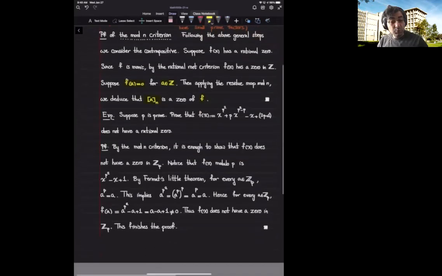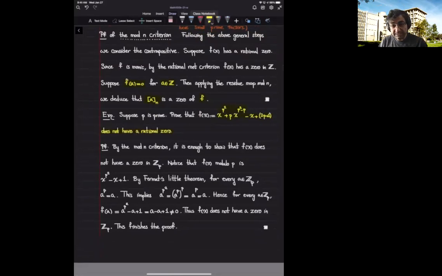Let's see how we can use this mod n criterion. Suppose I give you a prime p, and I give you this polynomial. The polynomial is x raised to the power p squared plus p times x to the power p squared minus p minus x plus 2p plus 1. That's my polynomial.